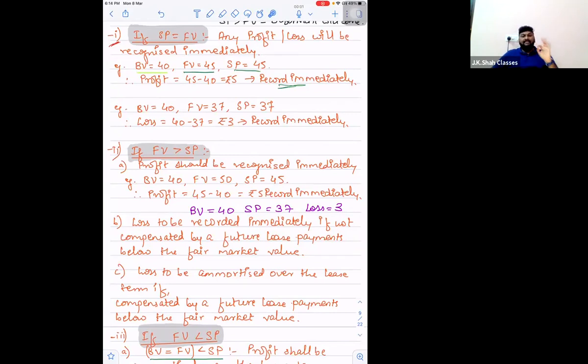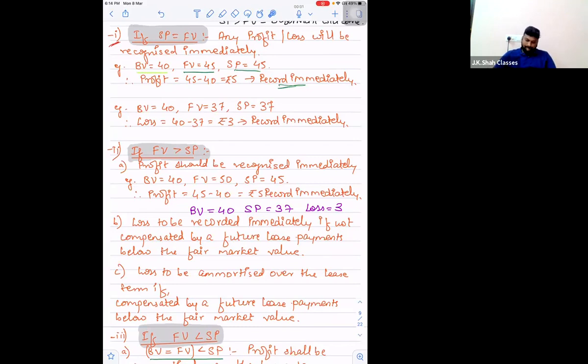We compare our selling price with the fair value only with one intention: to check whether the profit will be amortized or not. There is a thumb rule, and the thumb rule says that if the selling price is greater than fair value, only the difference between selling price and fair value will be amortized, and the balance everything has to be recorded immediately. Yes, Aditya.